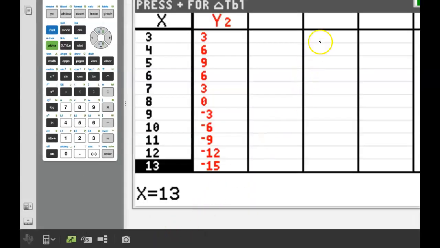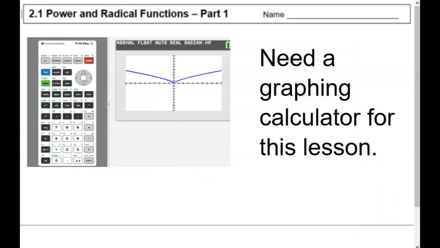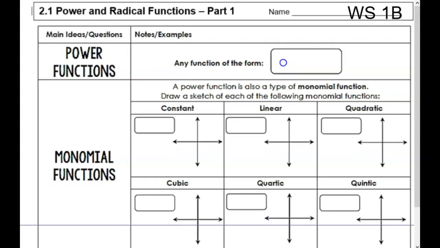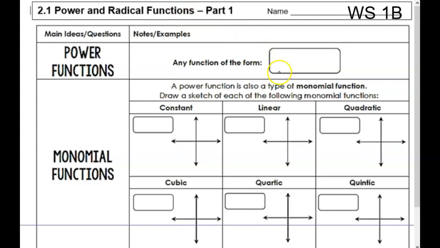Oh, you know what? I'm not sure this is all review, but we're okay. We're just going to do a few of these. A power function is anything in the form y or f of x equals x to some power.